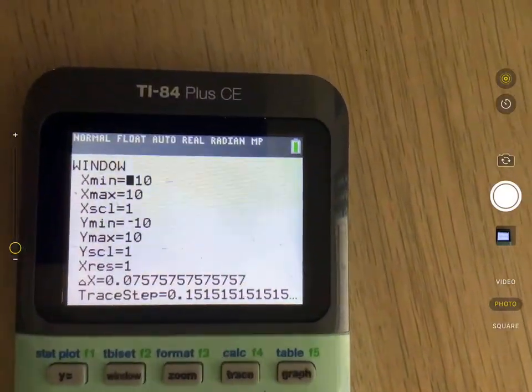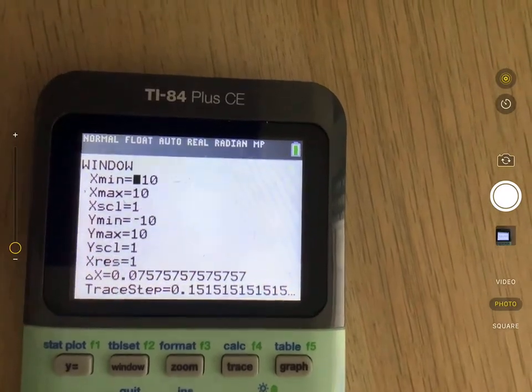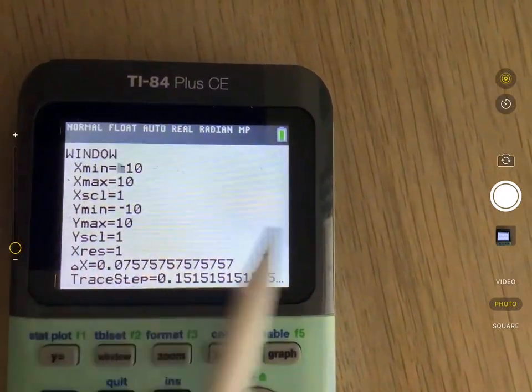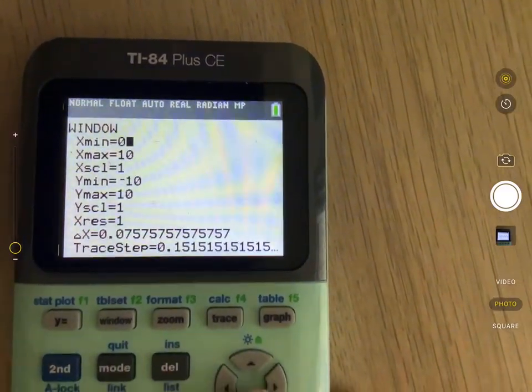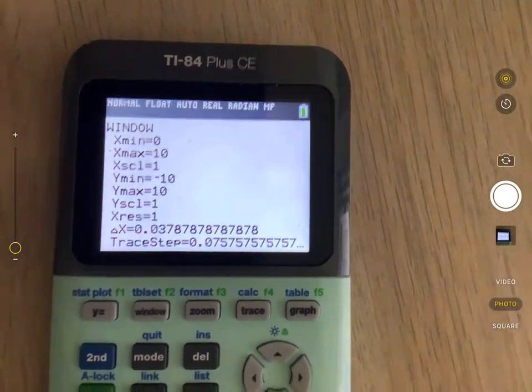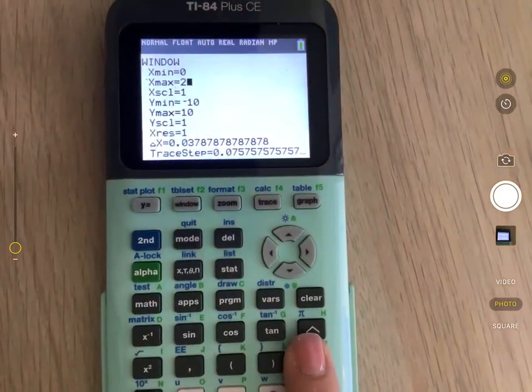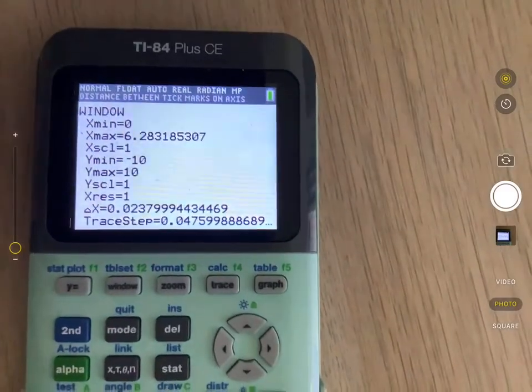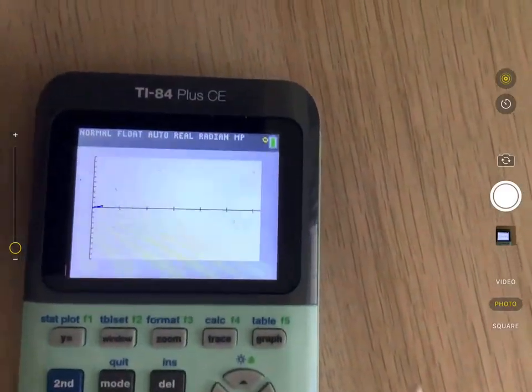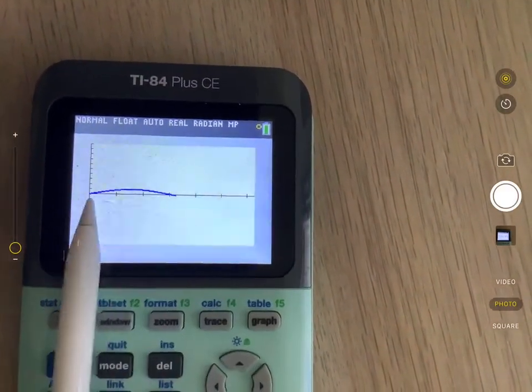So if we could go to our window, I first want to change my x values. So my x values go across this way on my graph. I want to change this to go from 0 to 2 pi. So I'm going to type in 2, and to get pi, it's with my caret button. So I'm going to hit second and then pi. So if I hit graph, this will change my x values.